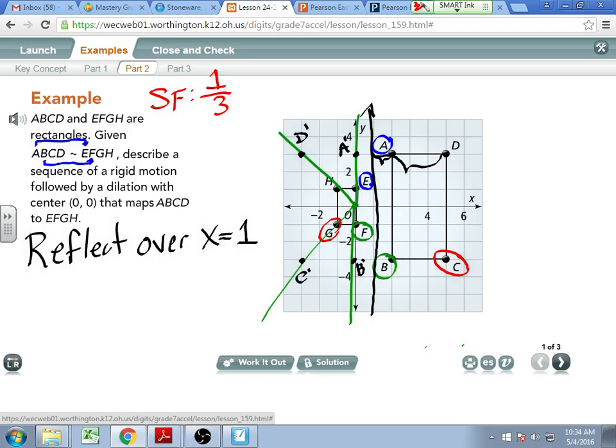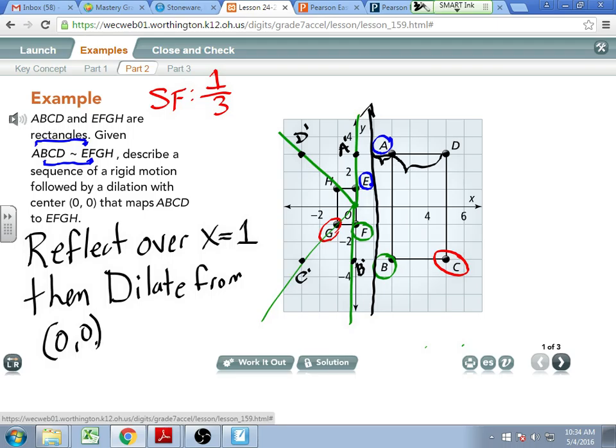Aside from that, we then have to dilate. So we would say then: dilate from 0, 0 with a scale factor of 1/3. Questions, comments, concerns?